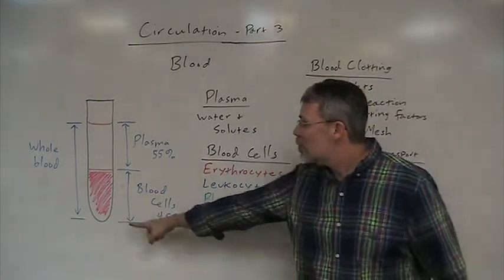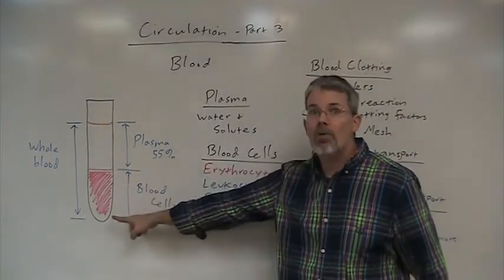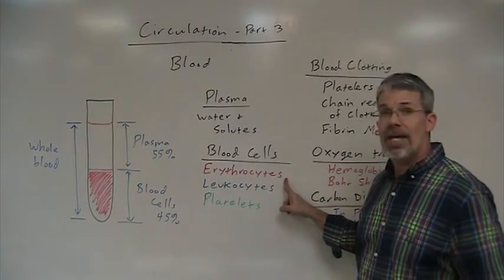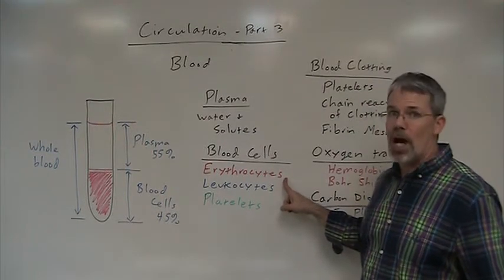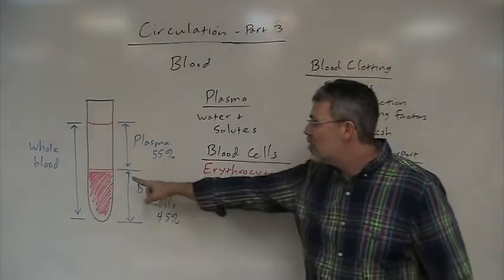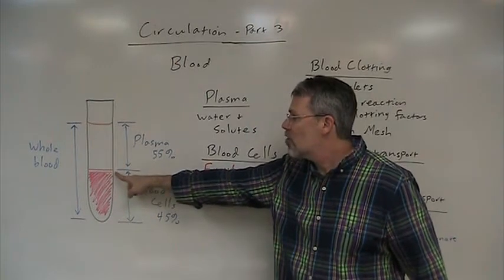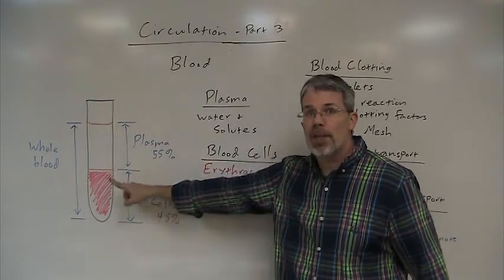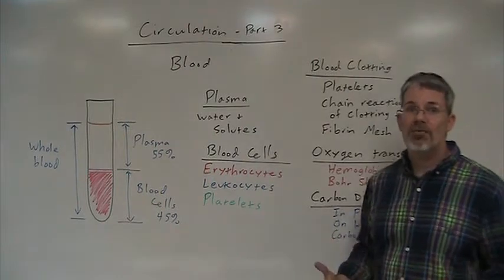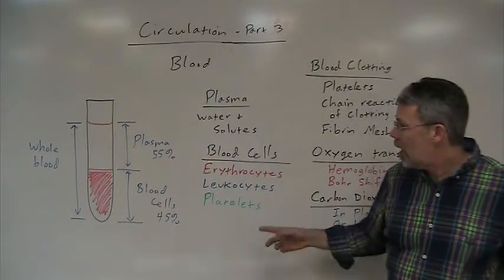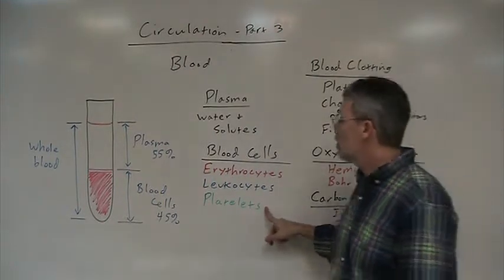Now, the vast majority of your blood cells are red blood cells or erythrocytes. They contain hemoglobin, they transport oxygen, that's what they do. At the very top of this packed cell volume is a very thin layer of leukocytes and platelets. Leukocytes are white blood cells, they're involved in immunity, defense, and platelets, of course, are involved in blood clotting.